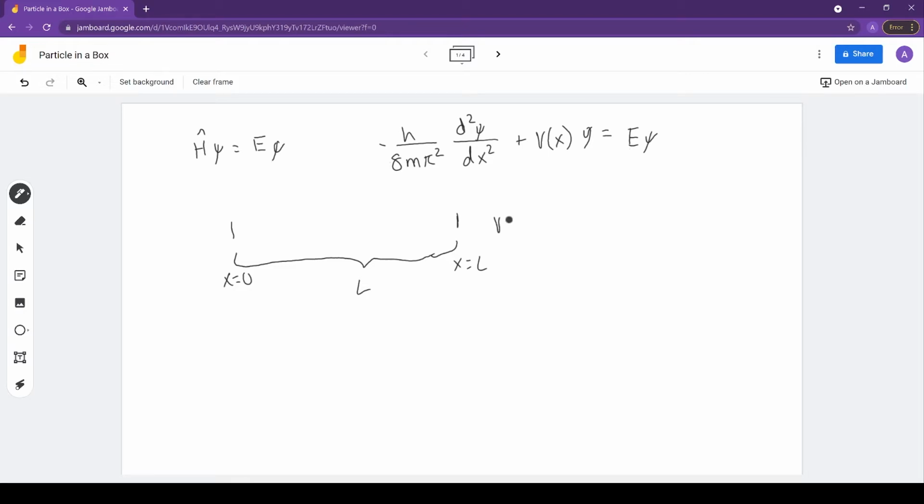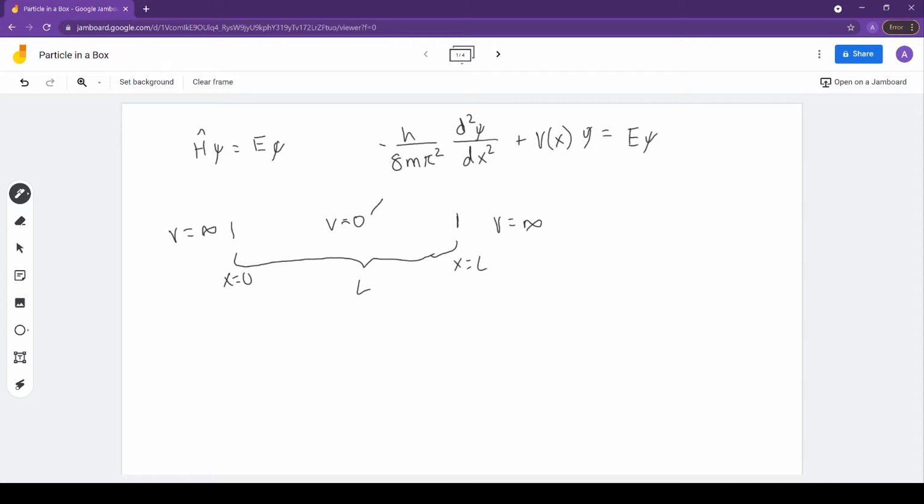What we can do is set the potential outside the box equal to infinity, and the potential inside the box equal to 0. So what does a potential outside the box of infinity mean? This basically means there's an infinite barrier that the particle needs to overcome in order to leave the box. So it basically means that the particle can never leave the box.